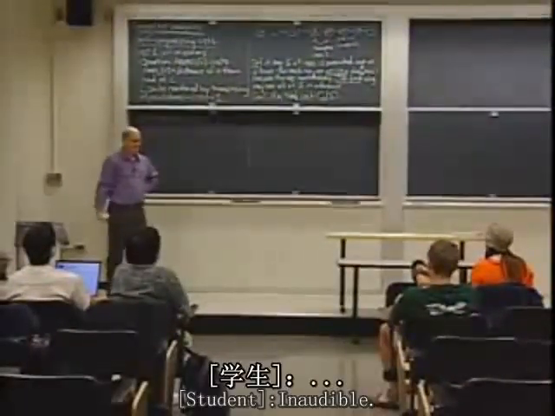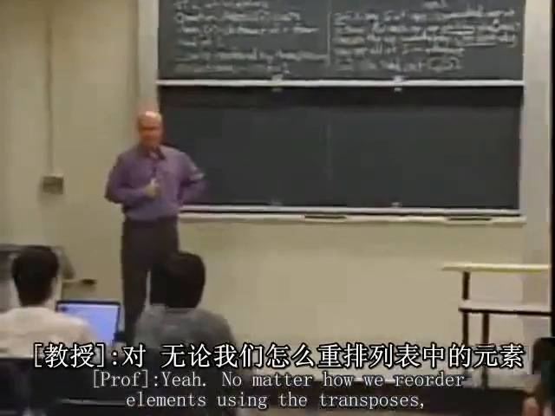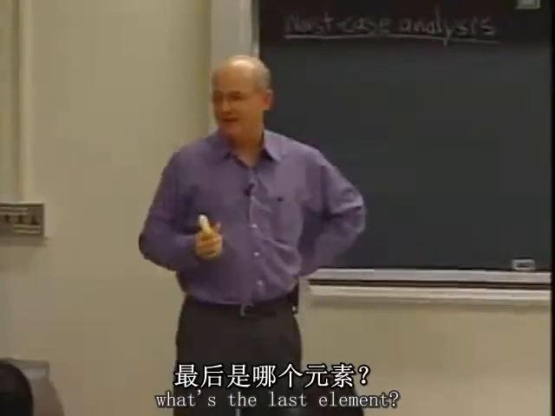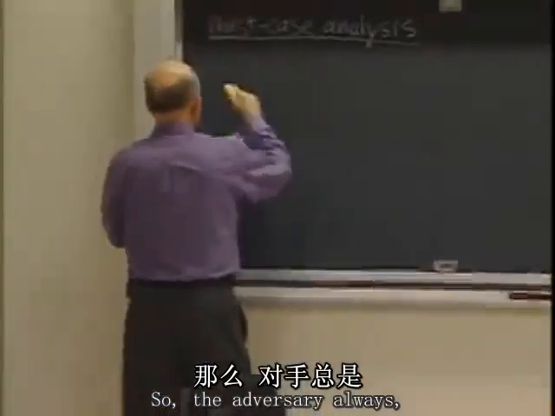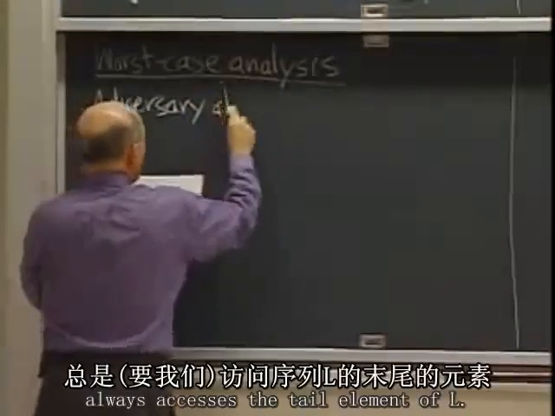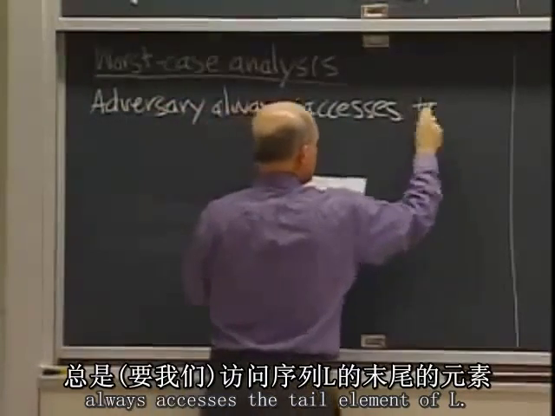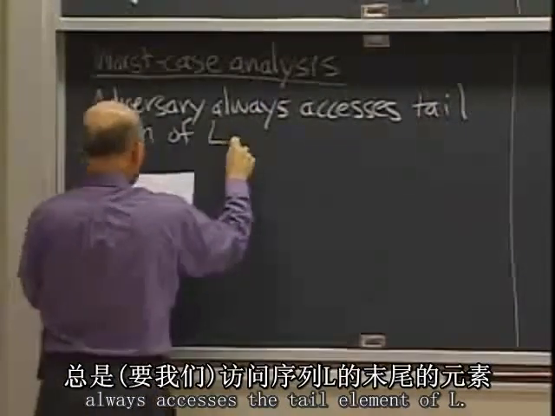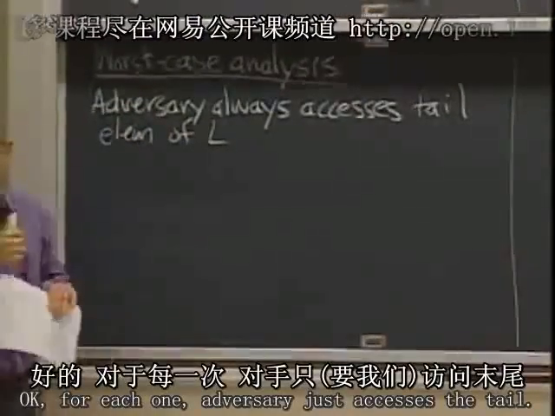No matter how we reorder elements using the transposes, he's going to look at every step and say, what's the last element? That's the one I'm going to access. Right? So the adversary always accesses the tail element of L, no matter what it is, no matter how we reorder things. For each one, the adversary just accesses the tail.